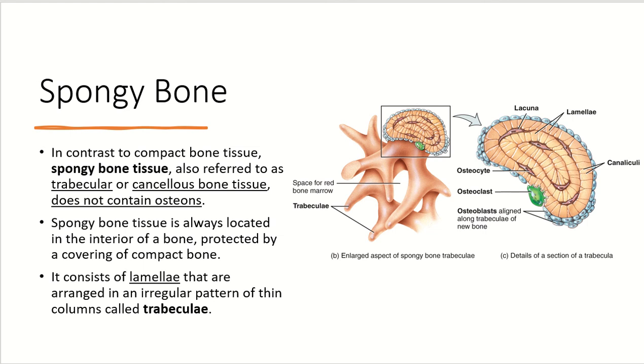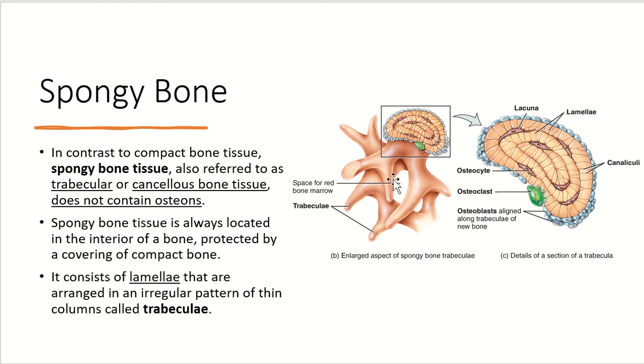So in contrast to compact bone, spongy bone is very different. Spongy bone is also referred to as trabecular or cancellous bone tissue, and like we mentioned, it doesn't contain any osteons. The spongy bone is always going to be located in the interior of a bone, and this is going to be protected by a layer of compact bone to keep it from being smushed. It's going to consist of lamella that are going to be arranged in irregular patterns of thin columns called trabeculae. Like we mentioned, these staghorn-looking projections that we see right here.